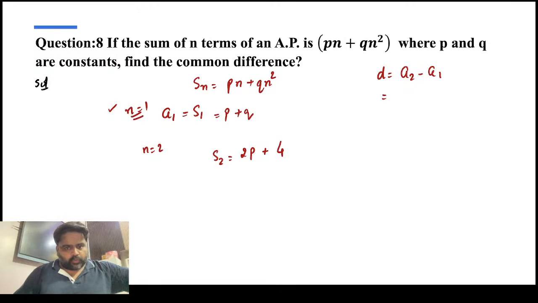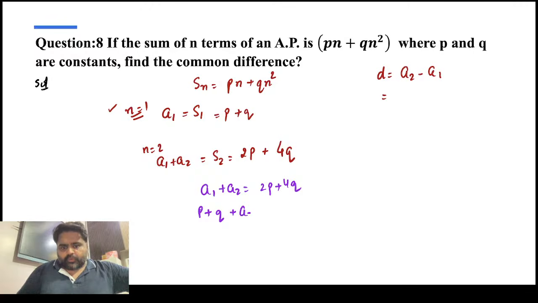Put n equal to 2. When I put n equal to 2, the result is this. S2 means the sum of the two terms. Can I say that this is a1 plus a2, right? We don't require a1 plus a2, we need only a1. a1 plus a2 is equal to 2p plus 4q. The value of a1 is p plus q, plus a2 is equal to 2p plus 4q. The value of a2 is p plus 3q.